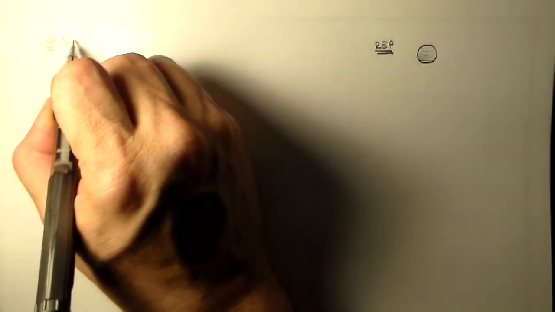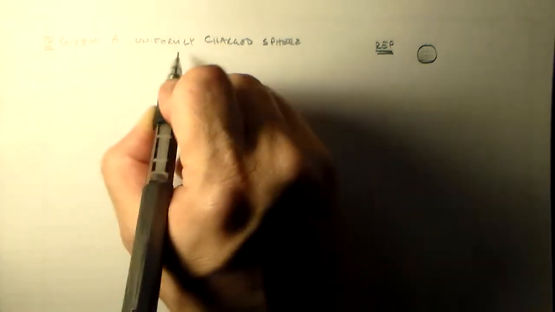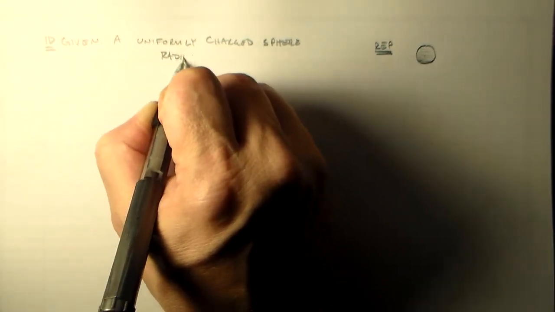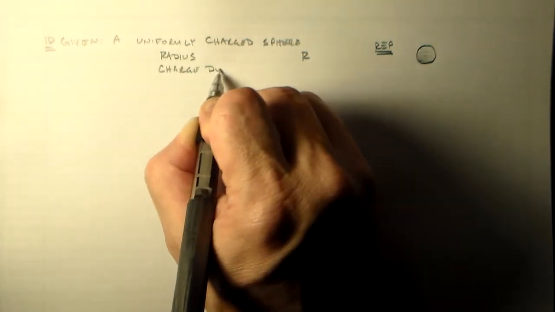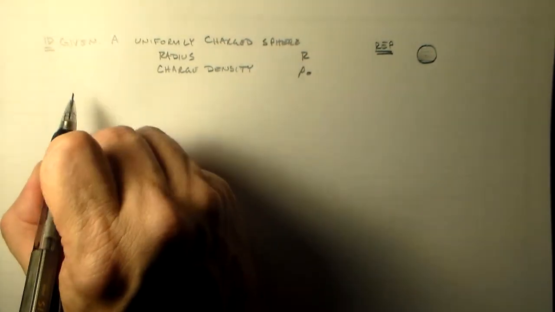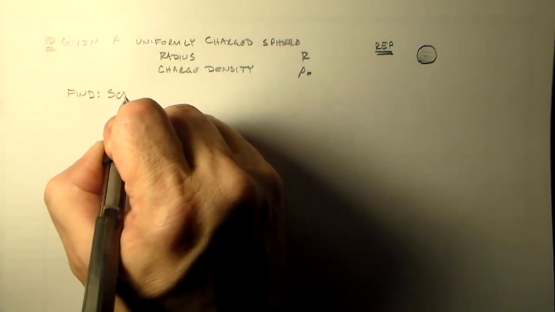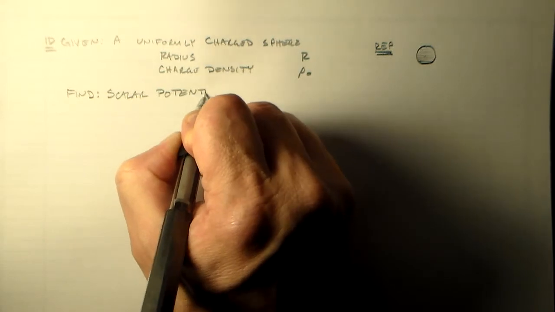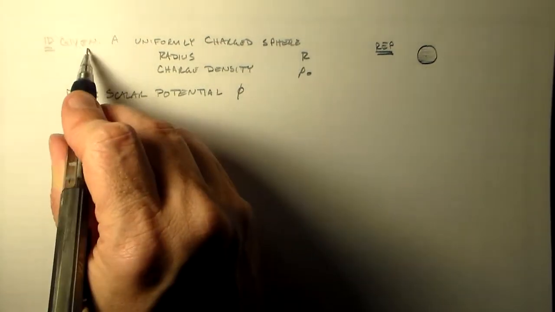And I want to find the potential created by this thing. What is the electrostatic potential of a uniformly charged sphere? Okay, so I guess for a sphere we need that radius, and for it to be uniformly charged, we need a charge density, rho naught, and we need to find something or other, right? And that was the scalar potential. And let's call that phi.